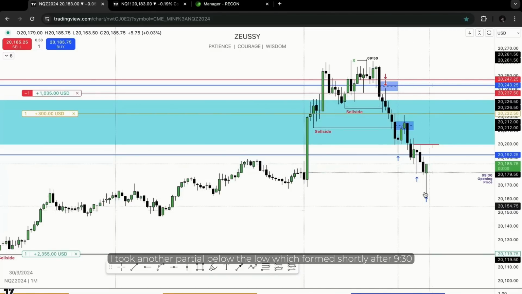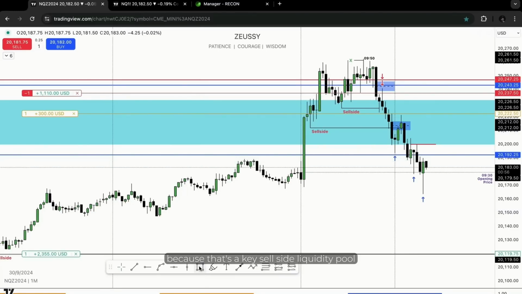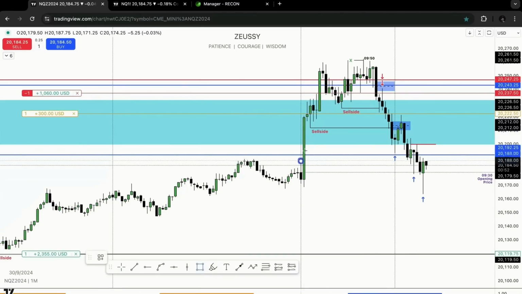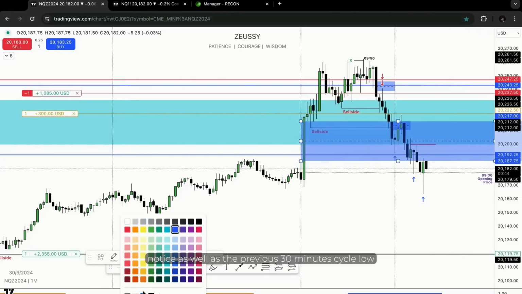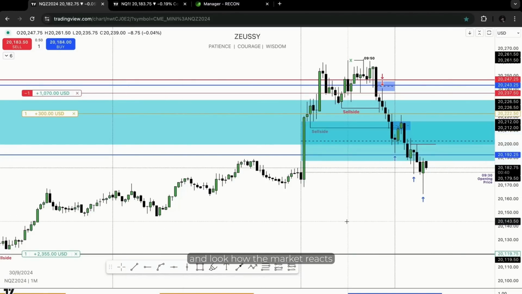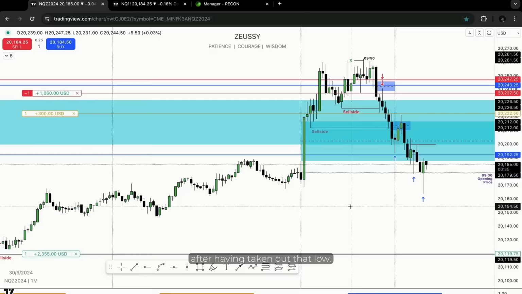I took another partial below the low, which formed shortly after 9:30, because that's a key sell-side liquidity pool. Notice as well, that's the previous 30-minute cycle low. And look how the market reacts after having taken out that low.